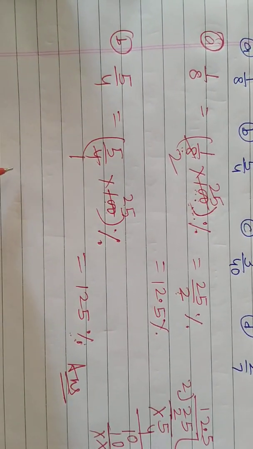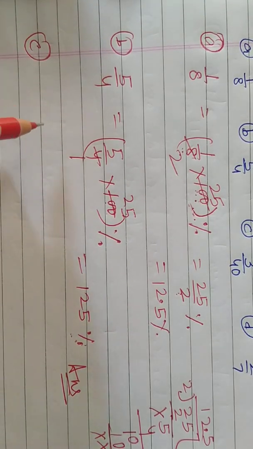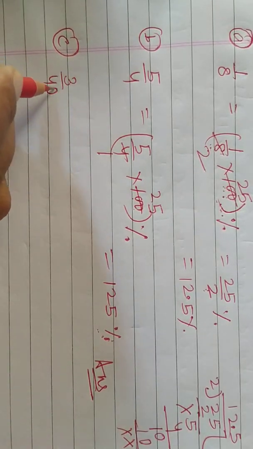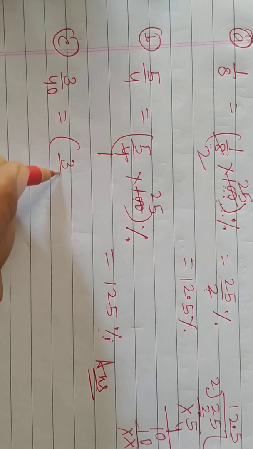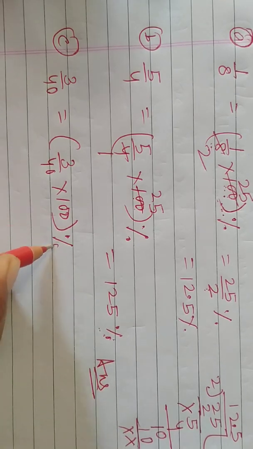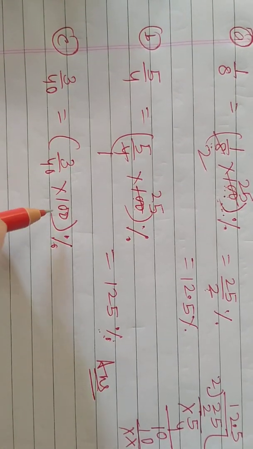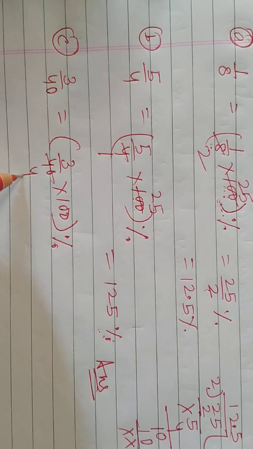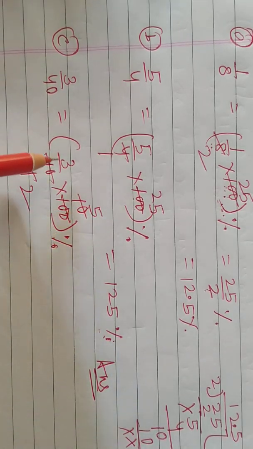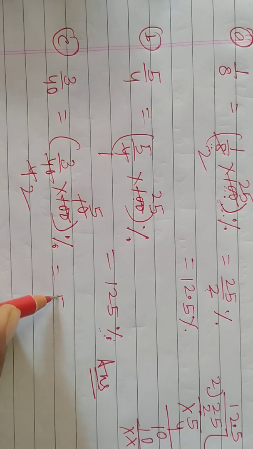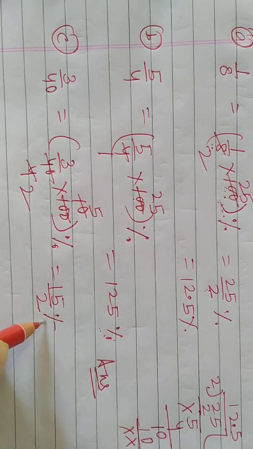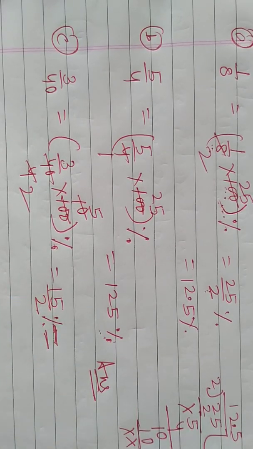Remember it. C. The question is 3 by 40, equal to 3 by 40 into 100. Close the bracket and write the percentage sign. Cut it. 10 fours are 40, 10 tens are 100. 2 twos are 4, 2 fives are 10. Now the numerator is 3 into 5 equal to 15 and the denominator 2 is left. Then after that put the percentage sign. After that, convert into decimal.